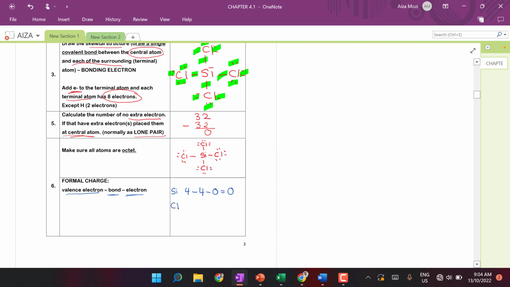So for chlorine, the valence electron count is 7, minus 1 bond, minus 6 electrons. There are 3 lone pairs, meaning there are 6 electrons at chlorine. So the formal charge is also 0. So normally we will label the formal charge. So this is the Lewis structure of SiCl4 along with the formal charge.